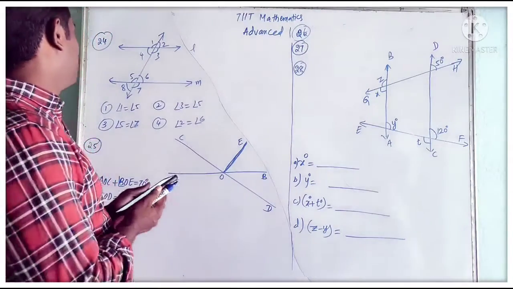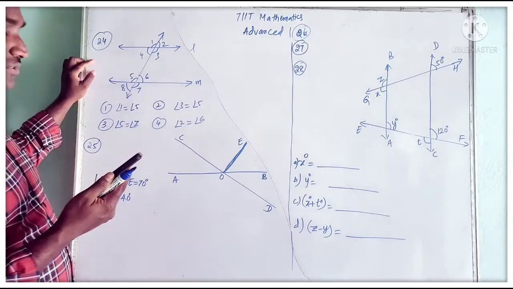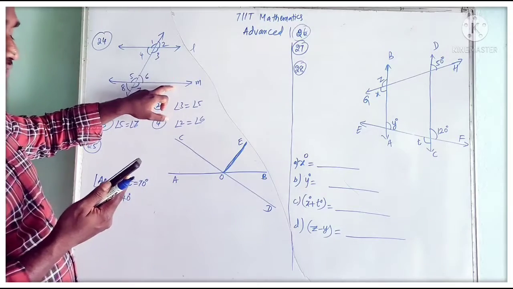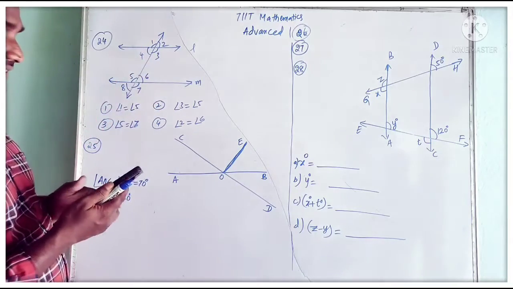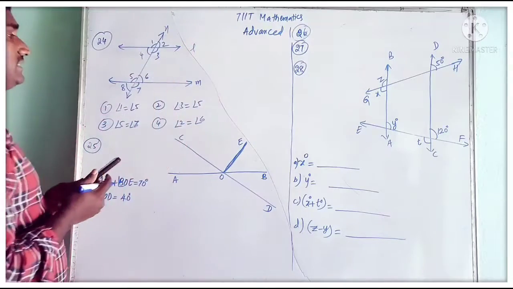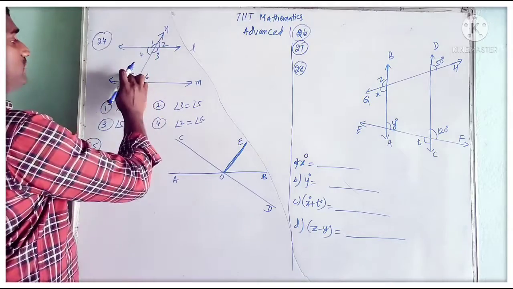Okay, now I am going to discuss with you the 24th question. In the question, they have given us in the figure, L is parallel to M, and N is a transversal line. So this line is a transversal line. Here N is the transversal line. Then which of the following are true? Okay. They have given angle 1 equal to angle 5.